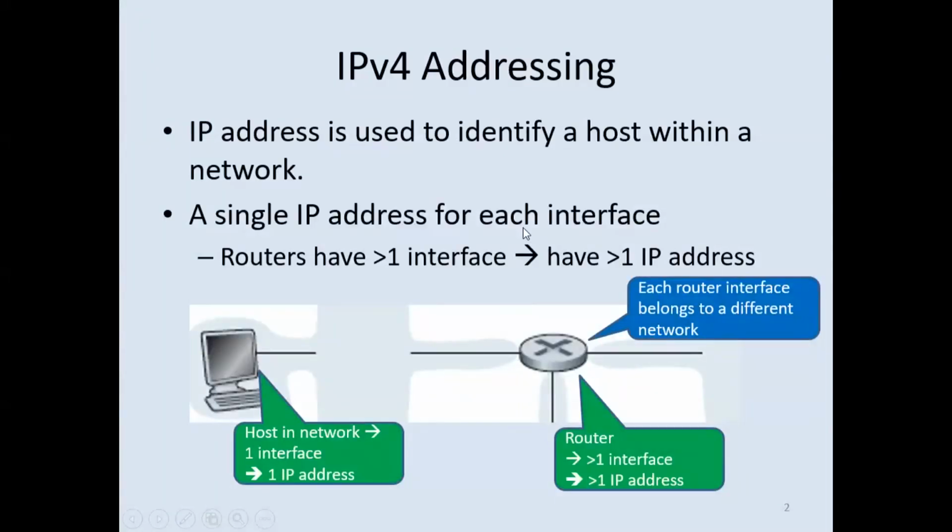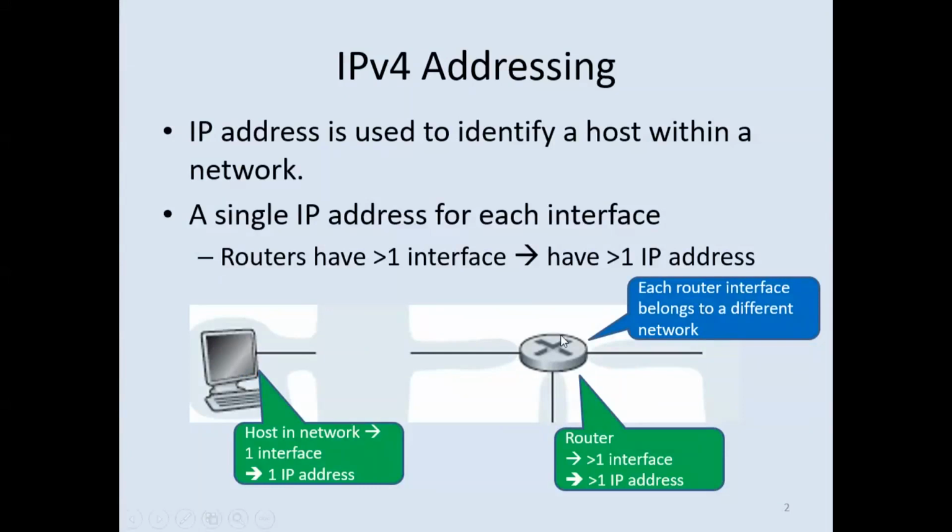Let's continue. So a few basic things, okay? So an IP address is used to identify a host within a network. So as every one of you has a name, every device in a network will have a way to be identified, and that is the IP address. So a single IP address is given to each interface or each device. So a PC, for example, has one network interface, so it has one IP address.